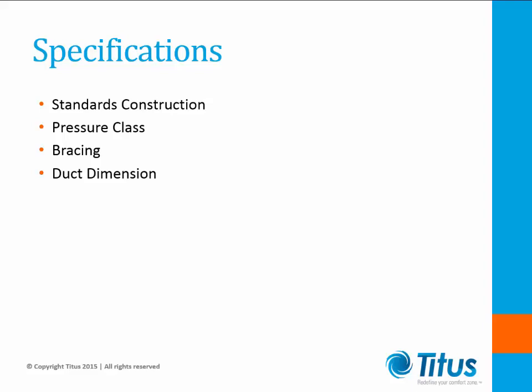Pressure class should also be addressed either on the plans or in the specifications. By listing pressure class by system, you can minimize the cost of construction because the higher the pressure class of a system, the higher the cost of the ductwork. Not all systems require the same pressure class. At a minimum, pressure class should be broken up into primary, secondary, return, and exhaust system classes.